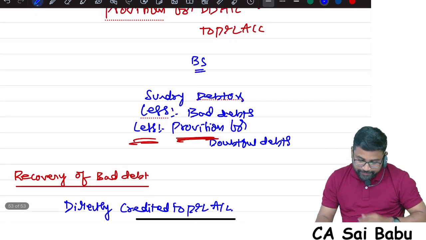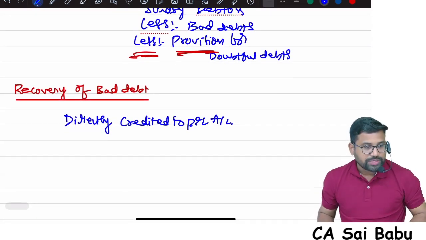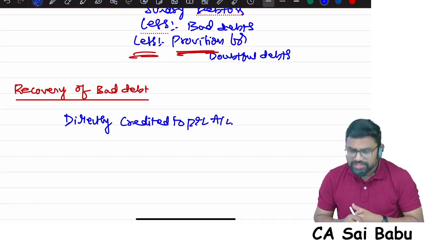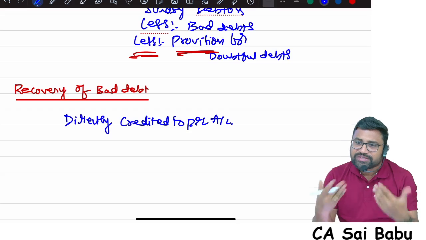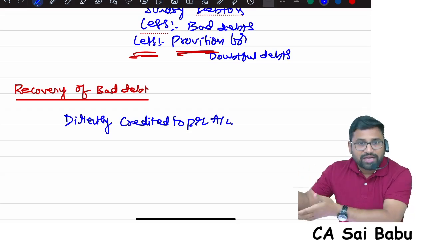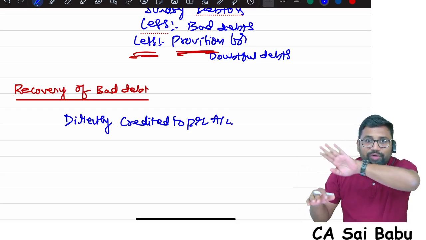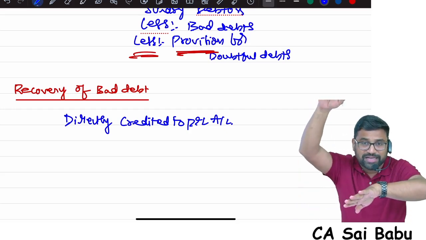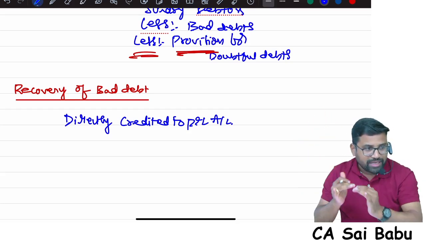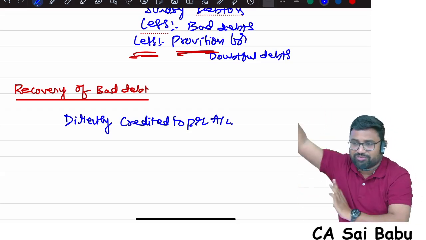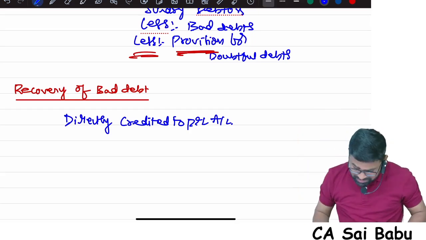Okay, that's it, sir. This is also one small concept. Why is recovery of bad debts directly credited to P&L account? Because the loss was already recognized. So therefore it is a later collection. It in no way has to be linked with the previous bad debts. It has to be seen as a fresh receipt. So therefore, cash or bank to bad debts recovered, and bad debts recovered will be directly credited to P&L account.